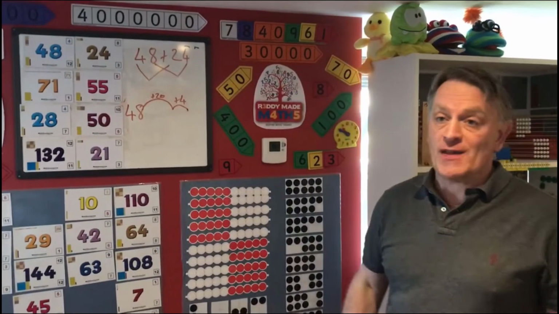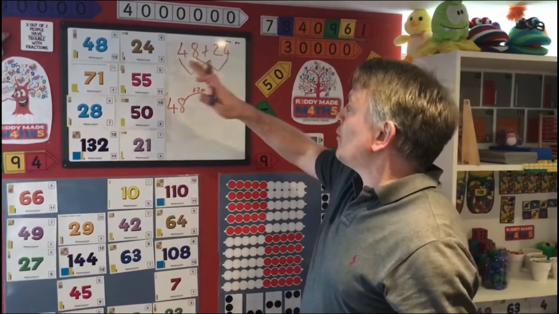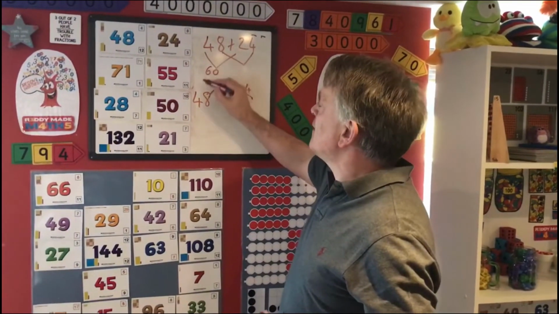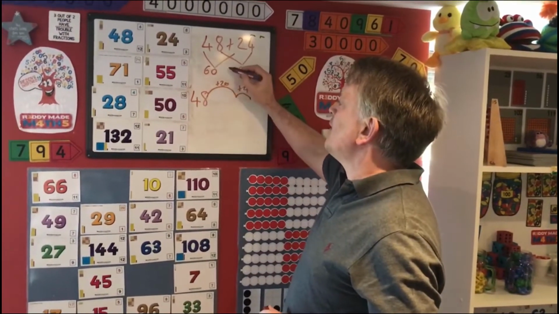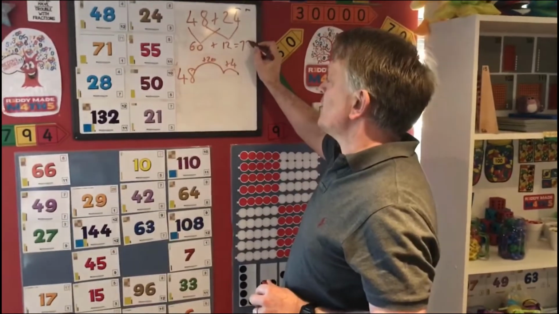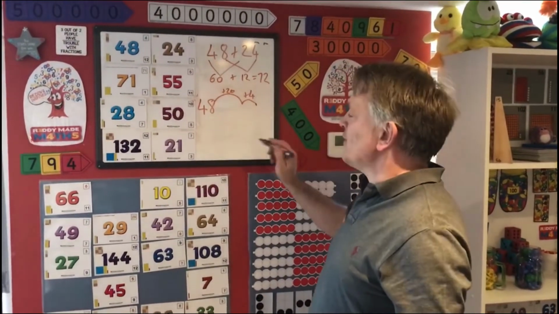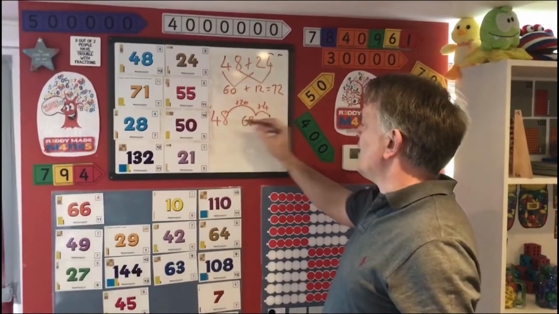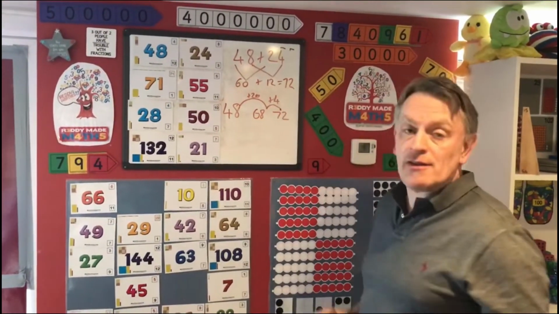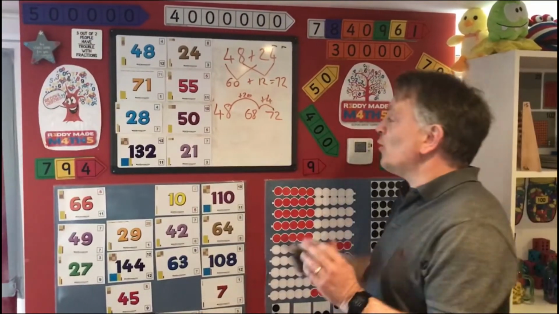Looking at 48 and 24, either way would work. 40 and 20 gives us 60, 8 and 4 gives us 12, and 60 and 12 give us 72. A lot of children just prefer to keep the first number in their head. Count on the 10s, gets us to 68, and count on the 1s, which gets us to 72. Either way, that would work.